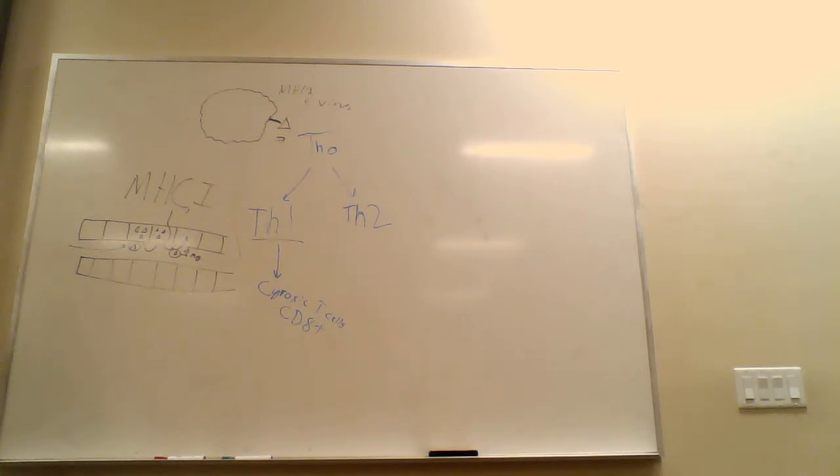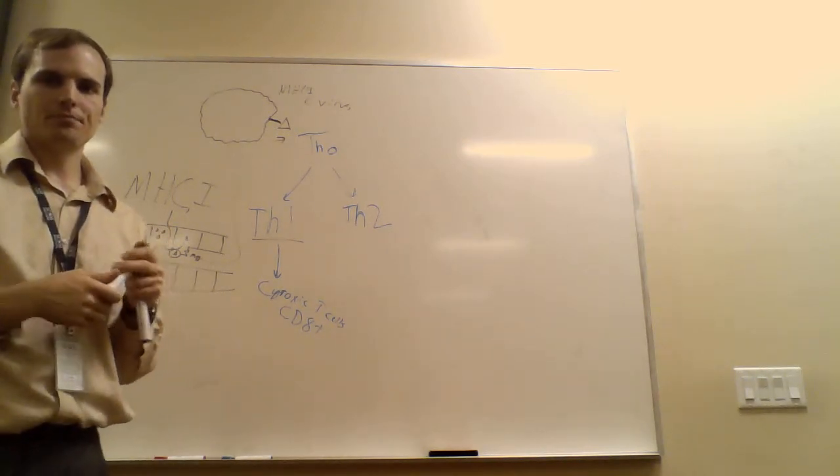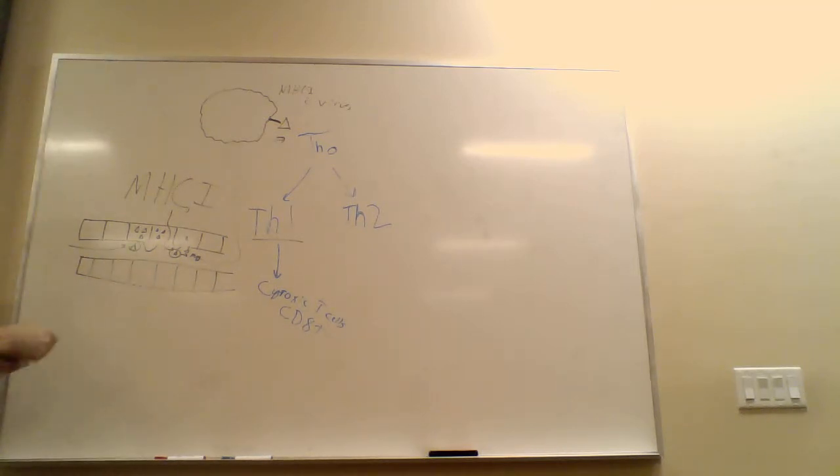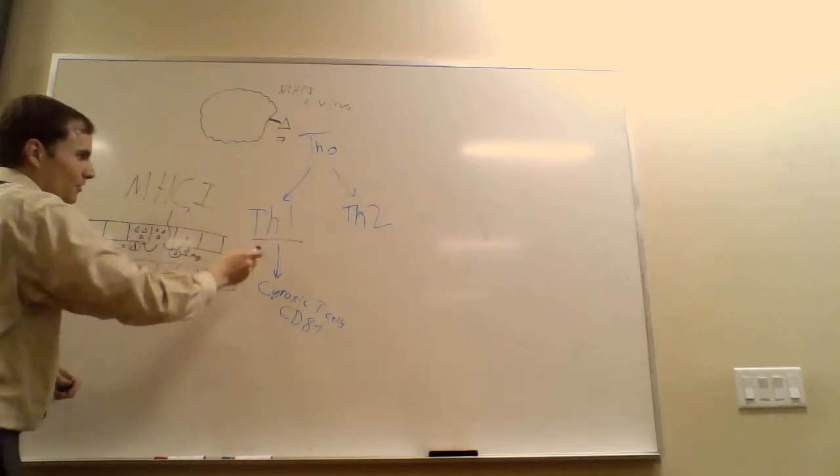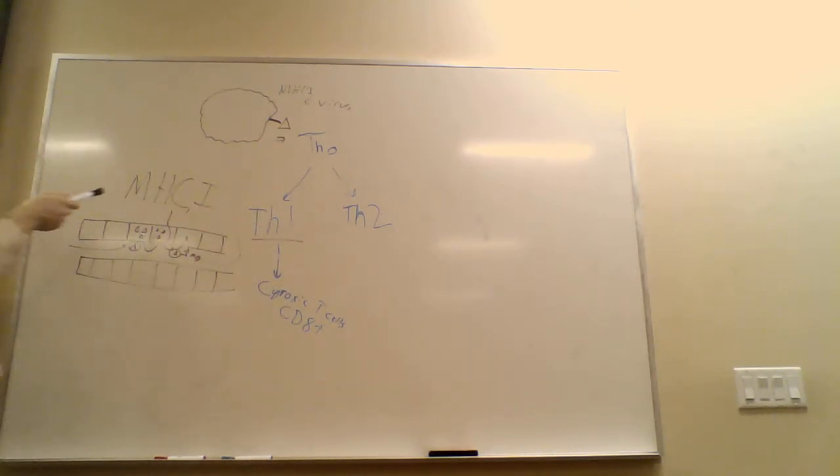That's what I missed on the quiz. Granzymes and perforin. All right. So, really quickly, that's the MHC class 1 activation of Th0 to Th1 to cytotoxic T cells to killing the cell.